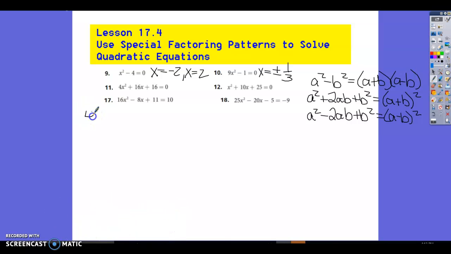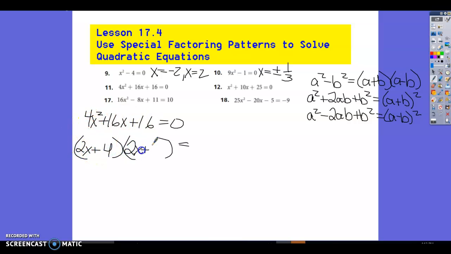All right, so number 11 is 4x squared plus 16x plus 16 equals 0. This is going to be the second formula here. This is a perfect square. This is also a perfect square, and this is twice my middle term. Now, if you want to do it as 2x plus 4, 2x plus 4, and that equals 0.